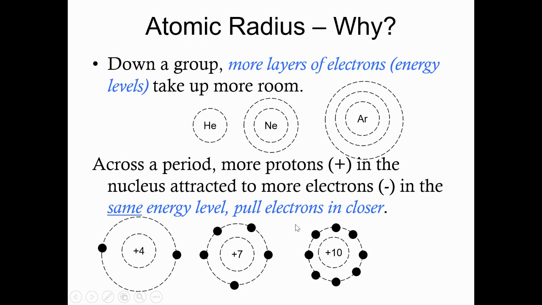So as you do that, you have 10 pluses in the middle attracting 10 minuses on the outside. Pluses and minuses attract. So the more positives on the inside and negatives on the outside, the more they're going to pull in tighter together. That attractive force is a lot stronger than when you have 4 protons pulling on the total of 2 electrons in that layer.